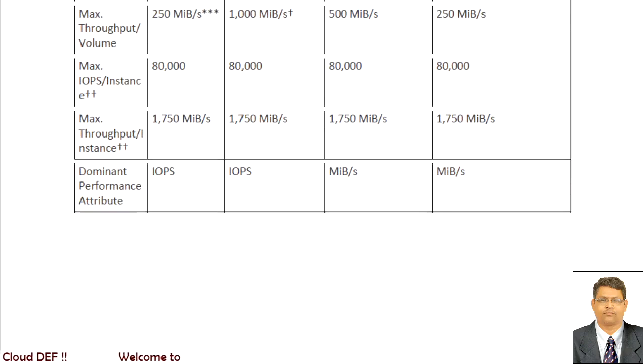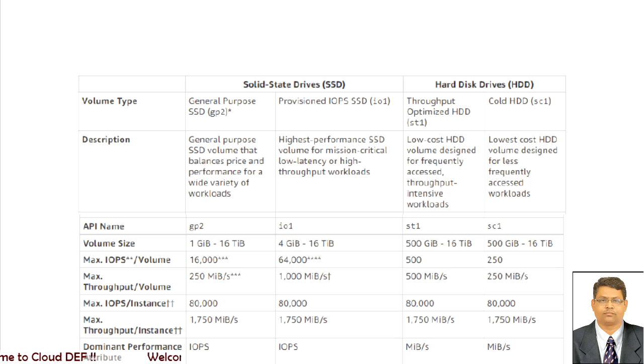The dominant performance attribute is IOPS or MiB/s. IOPS is input/output per second, and can also be expressed in MB/sec. It is useful for random workloads, but useless without latency figures.